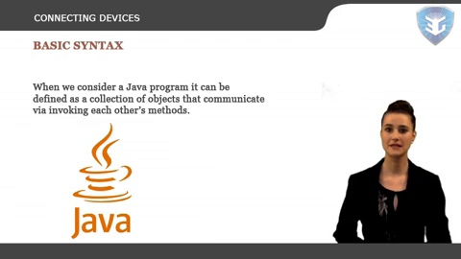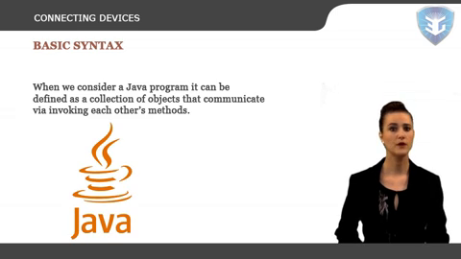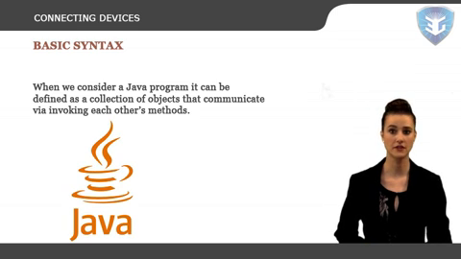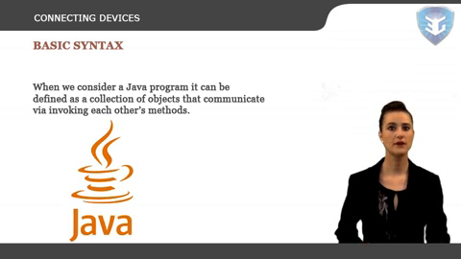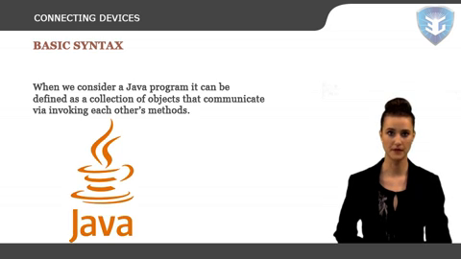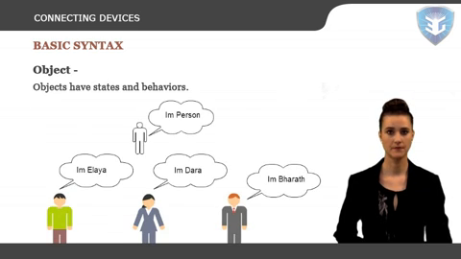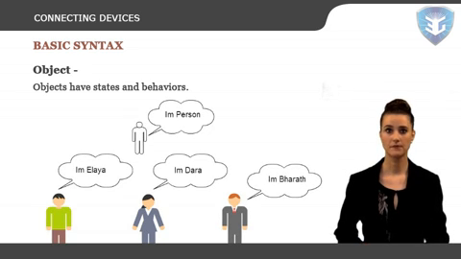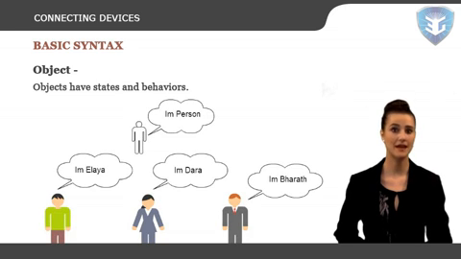Let's talk about basic syntax. When we consider a Java program, it can be defined as a collection of objects that communicate via invoking each other's methods. Let us now briefly look into what class, object, methods, and instance variables mean. Object. Objects have states and behaviors. Example, a dog has states: color, name, breed, as well as behaviors: wagging, barking, and eating.